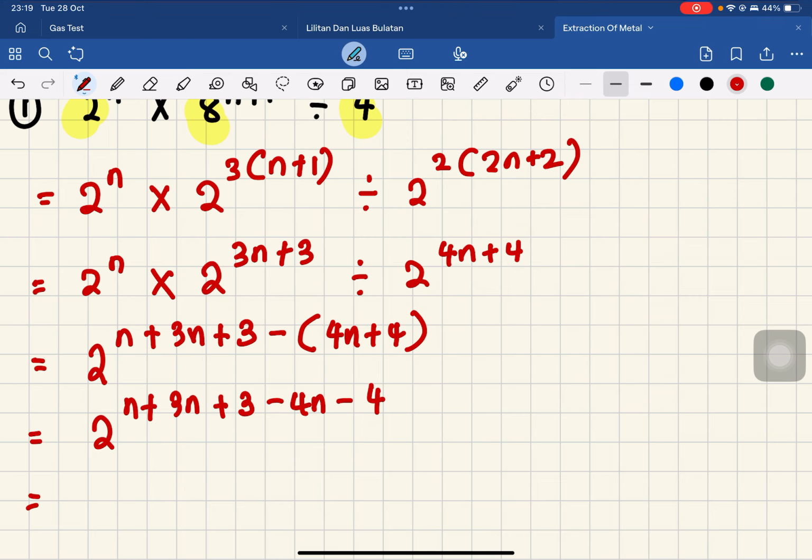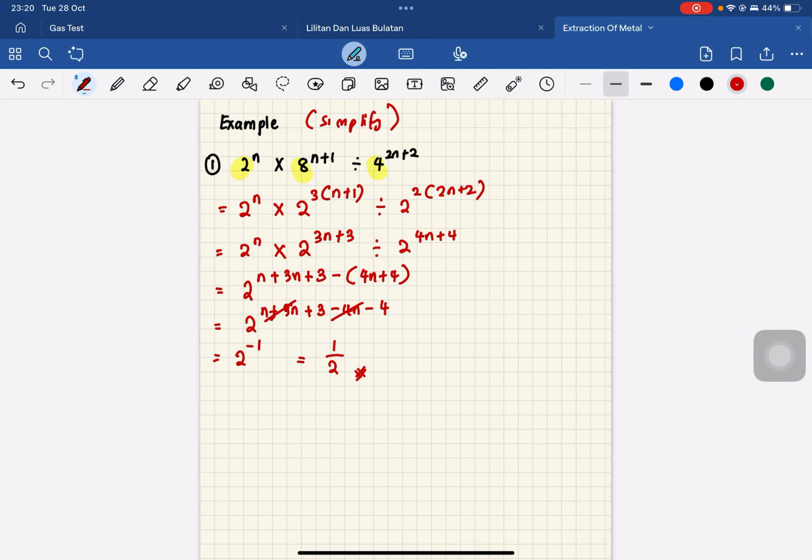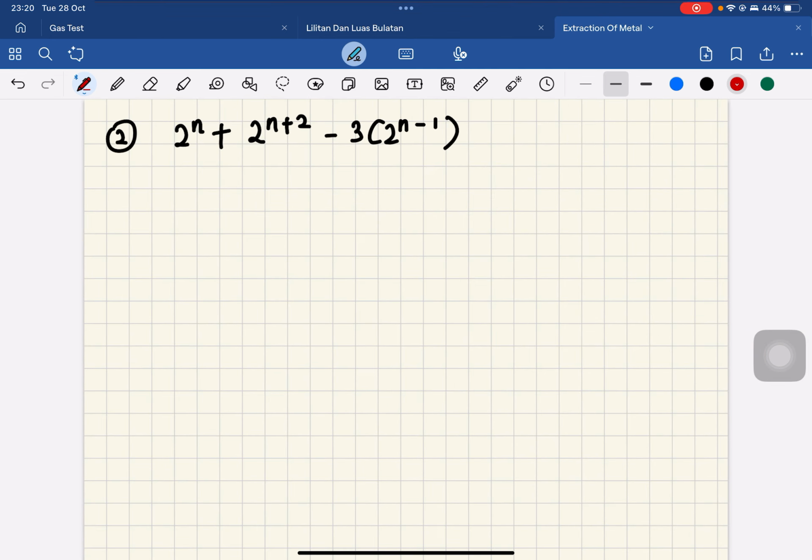Alright, so just solve for the n: n plus 3n, 4n minus 4n is gone. So 4n minus 4n, 0. And then 3 minus 4 is negative 1. So your answer should be 2 power of negative 1, or you can write it as 1 over 2. Okay, let's see the next example.